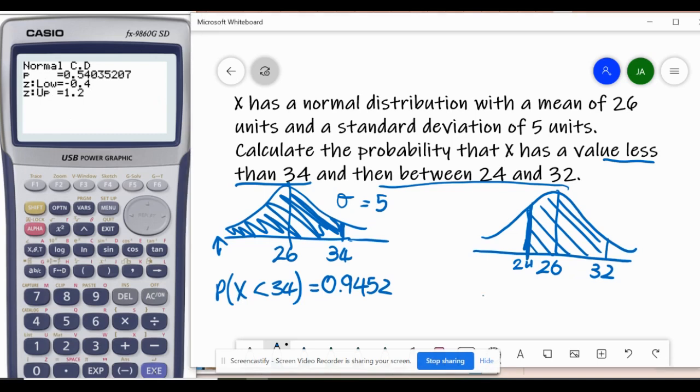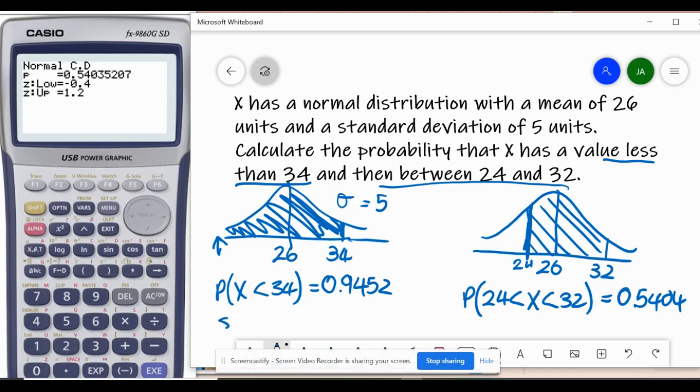And then we get our probability. Now our x is in the middle, between 24 and 32, and that's going to be, just read it off there, 0.5404, and that's how you do normal distributions on the calculator.